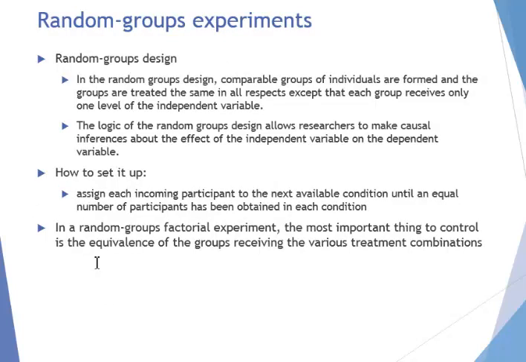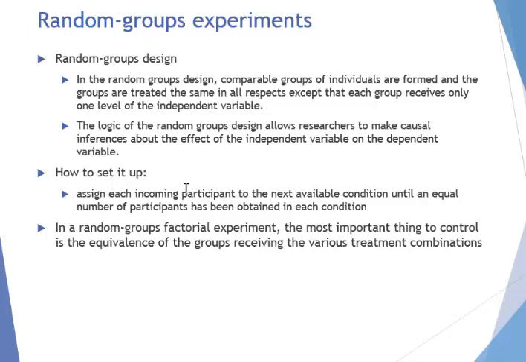You can also have random group designs. Random group designs occur where comparable groups of individuals are formed, and the groups are treated the same way in all respects, except that each group receives only one level of the independent variable. This is a classical control group experiment. This is really much more within the kind of experiment that we've been discussing throughout the entire course.